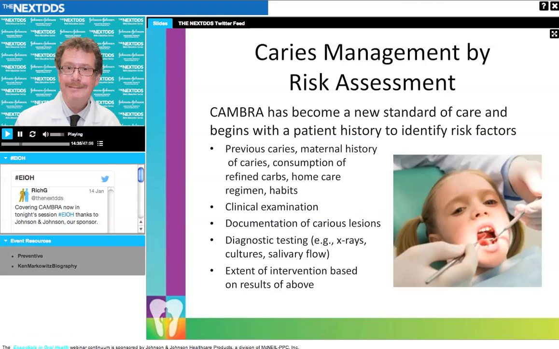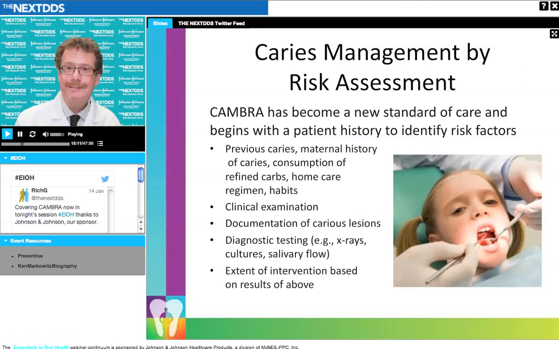What are some of the ways that we can look at caries risk? Excellent question. Well, I did a study which showed that previous caries is the number one risk factor. A person has had caries, they are likely to have caries, or they're at risk for having caries in the future. Maternal history is important since the bacteria that cause caries are transmitted from mother or other primary caregiver to infant, once the teeth erupt.